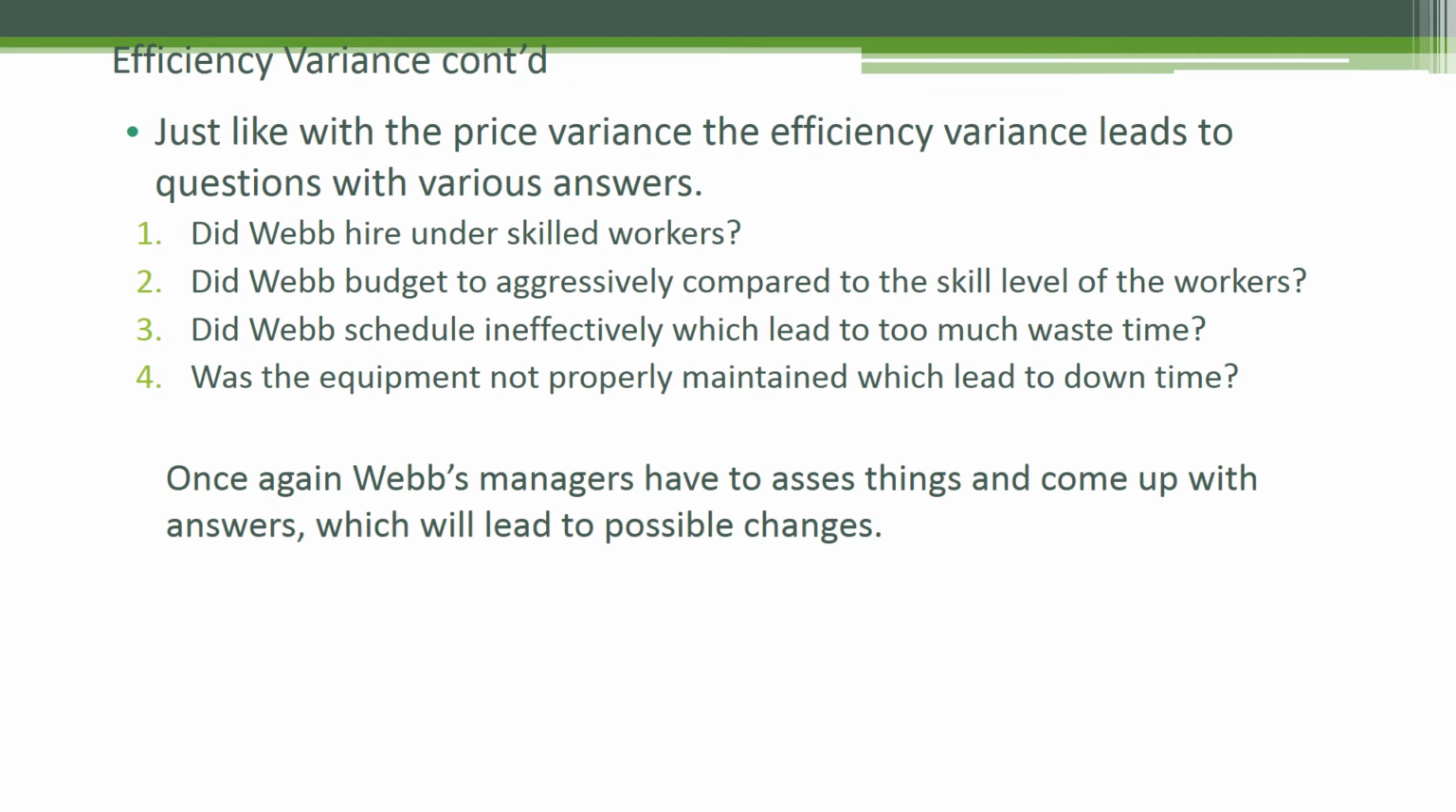Just like with the price variance, now that we have our efficiency variances, we can begin to ask questions which hopefully we can find answers to. 4 such questions are below. Did Webb hire unskilled workers? Did Webb budget too aggressively compared to the skill level of their workers? Did Webb schedule ineffectively, which led to too much waste time? And was the equipment not properly maintained, which led to too much downtime? Once again, Webb's managers have to assess things and come up with answers, which will lead to possible changes in their budget.